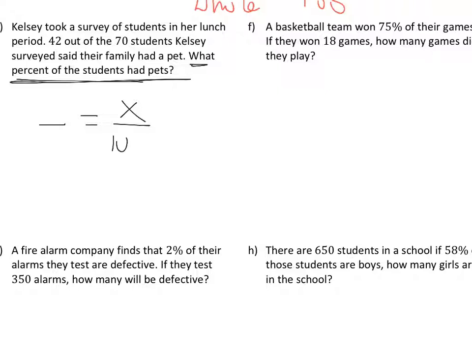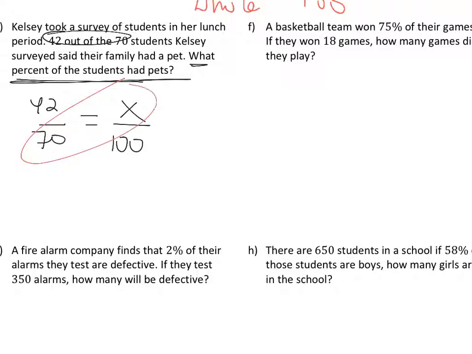Percents are always out of 100. So now that's almost like the easy part. So now here, think part to whole. So she went to school, she asked a bunch of kids, 42 out of 70 said they have a pet. So what part of that number has a pet? 42. Well, how many total? What's the whole number of the population she asked? Well, she asked 70. There's our proportion.